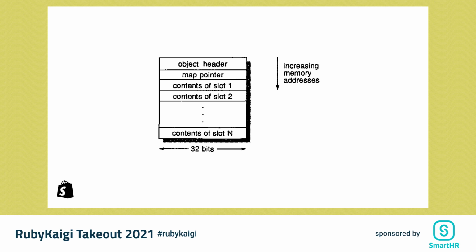Their idea was to separate the keys and values of instance variables. The keys would go into the map, which would give you the index of the values in the object. The object referred to the map, so you can use that to find which value to read for a given variable.